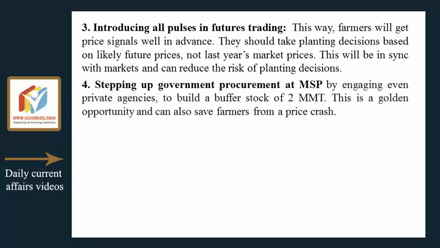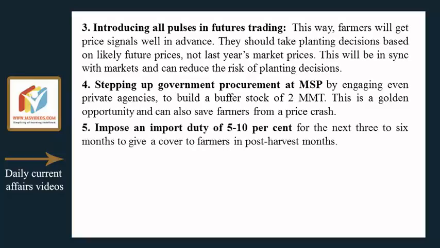4. Stepping up government procurement at MSP by engaging even private agencies to build a buffer stock of 2 MMT. This is a golden opportunity and can also save farmers from a price crash. 5. Impose an import duty of 5-10% for the next 3 to 6 months to give a cover to farmers in post-harvest months.